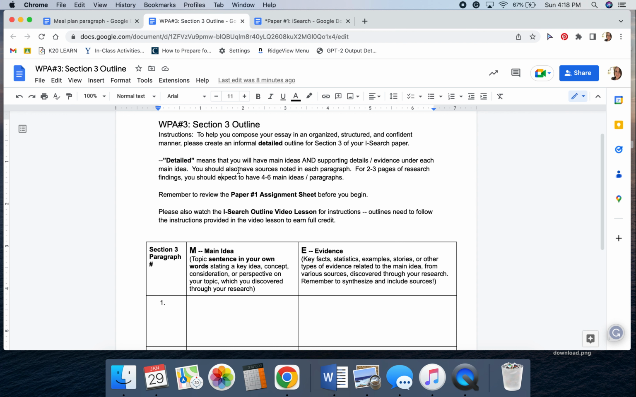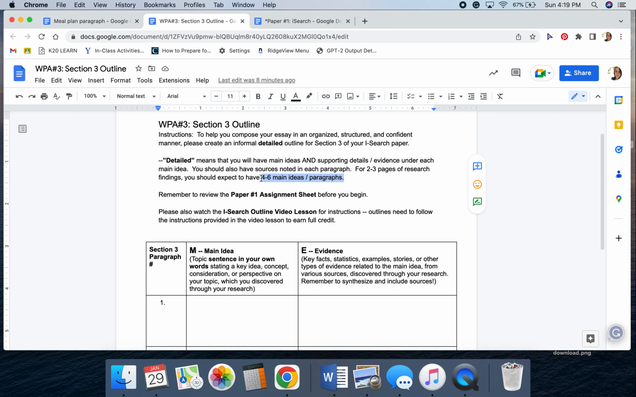I also want to caution you against the 3 main points trap. A lot of times when we're asked to write essays, we think of them as having 5 total paragraphs and 3 main ideas. But this section of your paper will be 2 to 3 pages. So 3 paragraphs is not going to cut it. It's not going to be enough. And you're probably discovering way more than that in your research anyways. So you can expect to have 4 to 6 main ideas, and therefore 4 to 6 paragraphs, because we're taking 1 paragraph for each main idea.